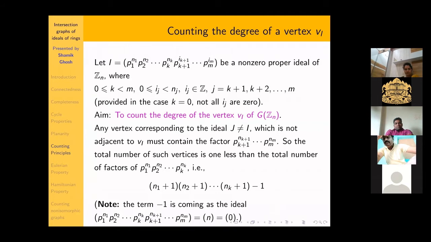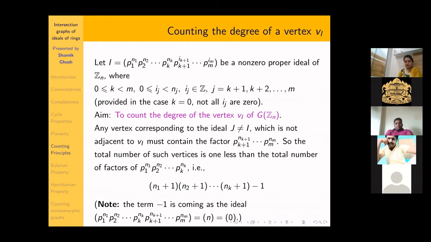So suppose we consider an ideal of the form p1 to the power n1, p2 to the power n2, up to pk to the power nk, and then the other part, p(k+1) to the power n(k+1) up to pm to the power nm. These all ij's that you see in the third line satisfy 0 less than or equal to ij less than nj. So this is a particular general ideal. And in the case k equal to 0, we say that not all ij's are 0, because otherwise it becomes the whole ring, because it becomes 1 when the powers are 0.